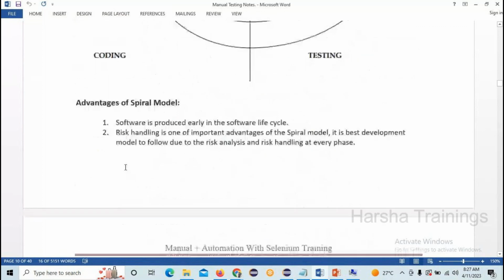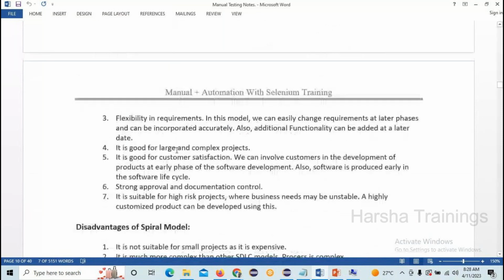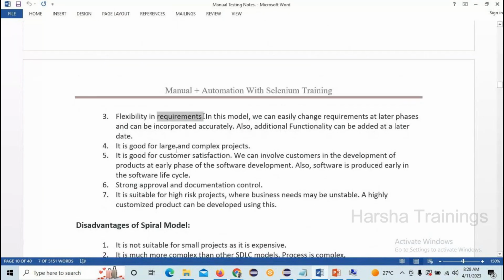Here, what are the advantages of the spiral model? Software is produced early in the software life cycle, and risk handling is one of the important advantages. Risk handling is nothing but, if you are testing that module these many times, we will find more bugs initially and we can fix them to provide a quality product to the customer. Okay, and flexibility in the requirements, it is good for large projects. Here you can observe one thing: the disadvantages in the waterfall model become advantages in the spiral model. It is good for customer satisfaction, strong approval and documentation control. It is suitable for high risk projects.